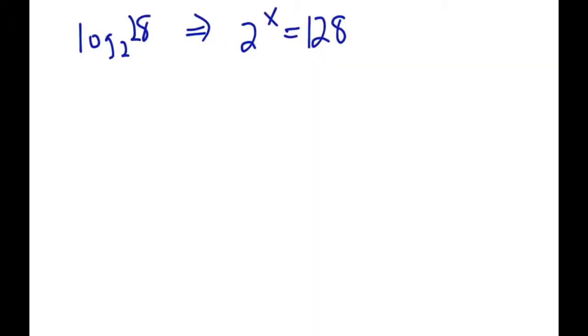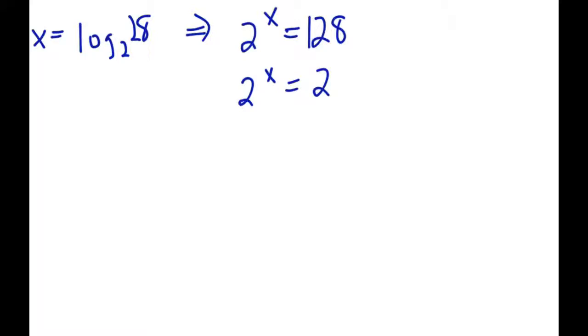Okay, so we can change this back to an exponent form, because really what we're doing is we're trying to figure out what is log 2 of 128 equal to. So if we rearrange it, we'd have 2 to the x equals 128. And then just like we did in the exponent section, we can change 128 to 2 to the power of something.